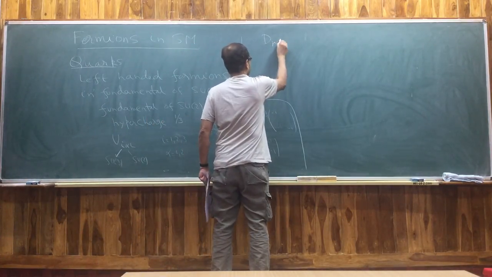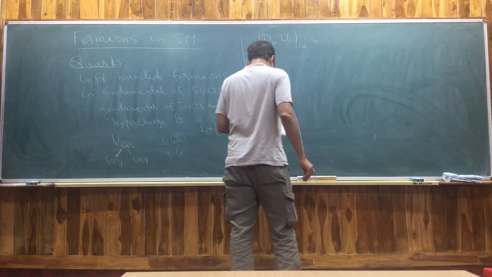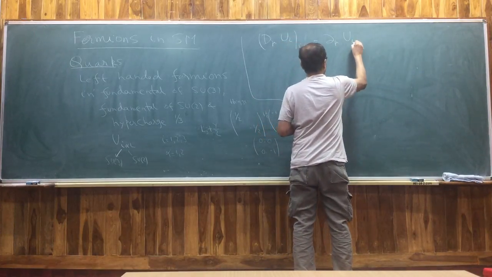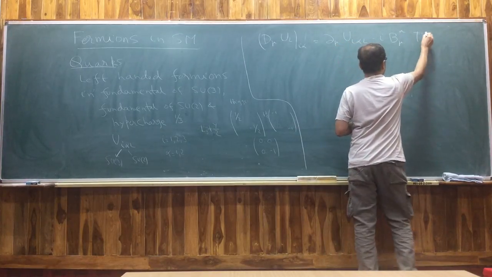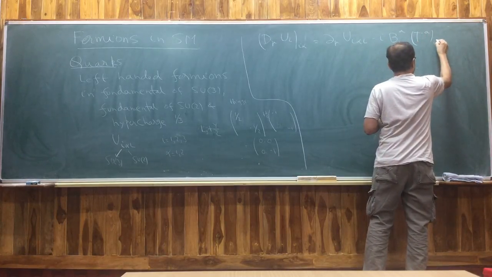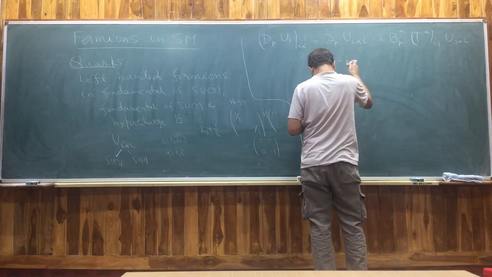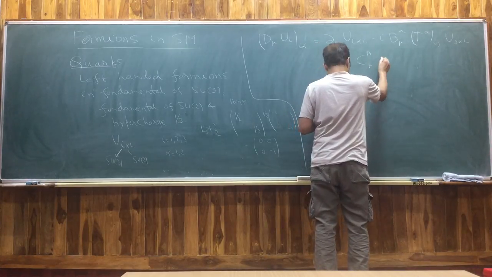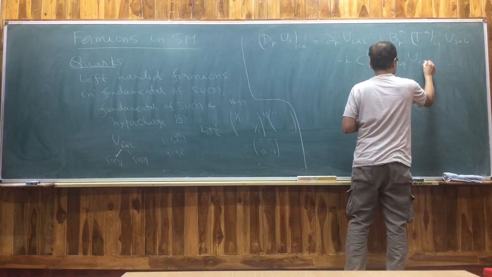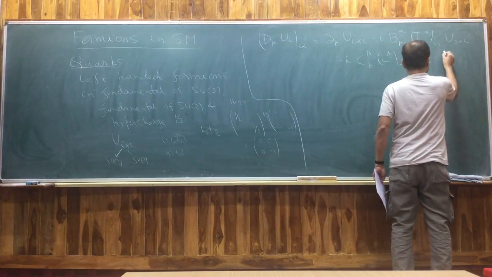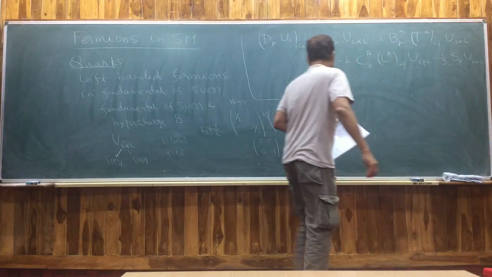So D mu U_L, which of course will have an I alpha component, is del mu U_L^{I alpha} minus i g_s B mu^A T^A_{IJ} U_L^{J alpha} minus i g C mu^A (tau^A/2)_{alpha beta} U_L^{I beta} and then minus i g' (Y/2) S mu U_L^{I alpha}. And that's the meaning of these charge assignments.